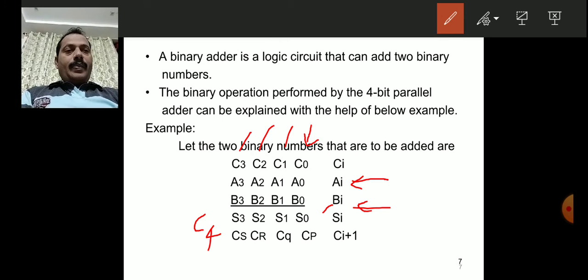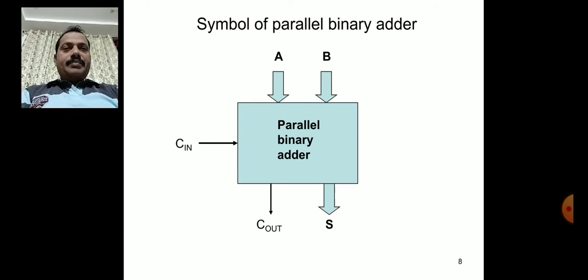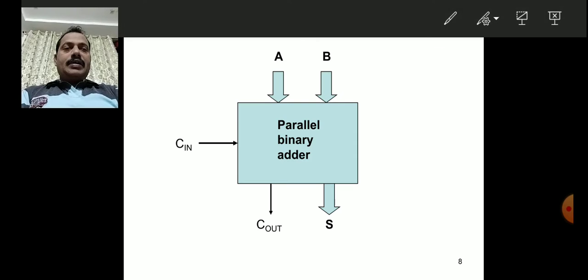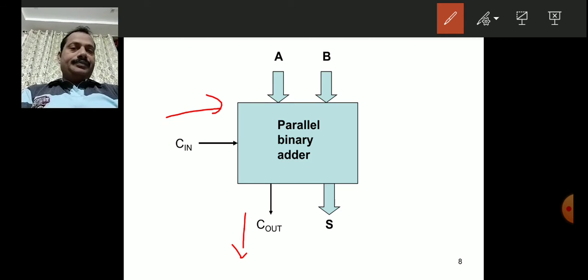So let us consider the symbol. We have input A and input B, both are added, and sum is the 4-bit sum, and this is the initial carry to this parallel adder. This is the final carry of the parallel adder.